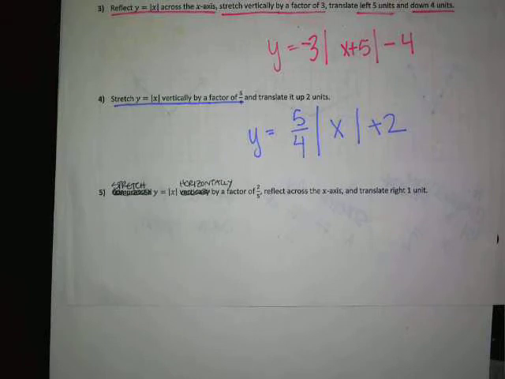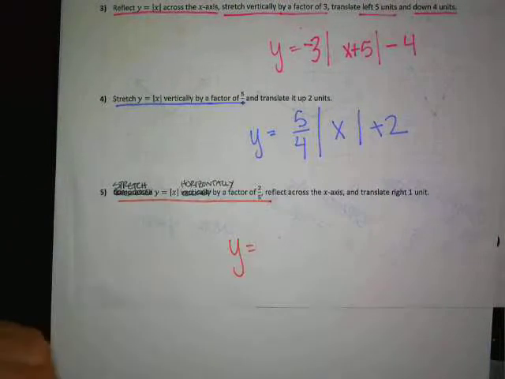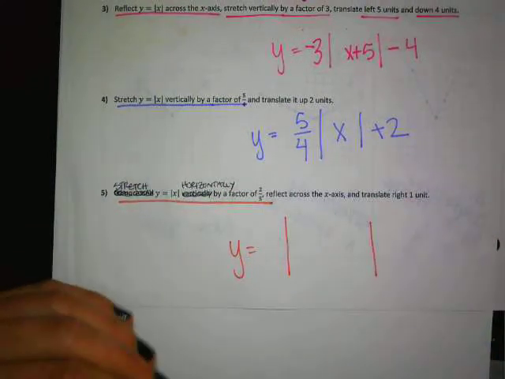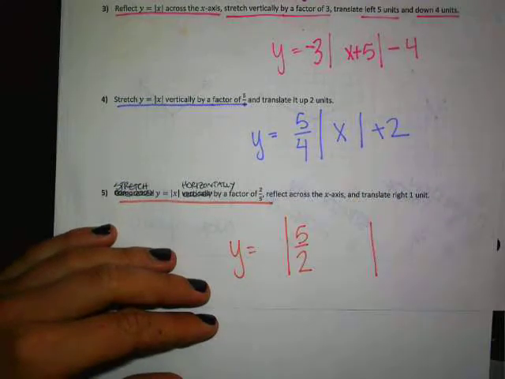So stretching horizontally by 5/2, is it going on the inside or the outside? The inside. And what do you have to do to the 2/5? It's 5 over 2.